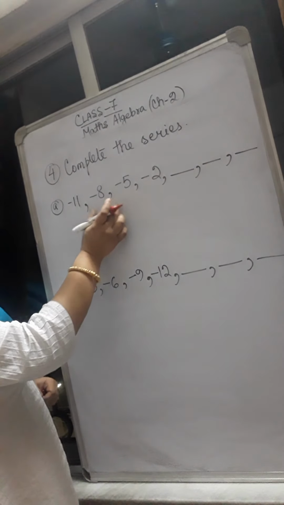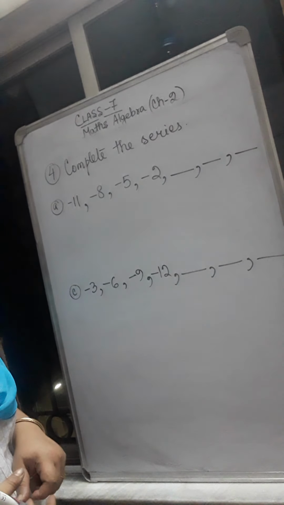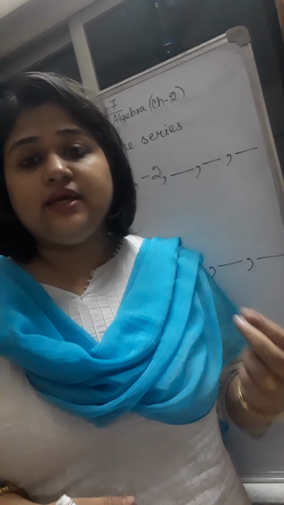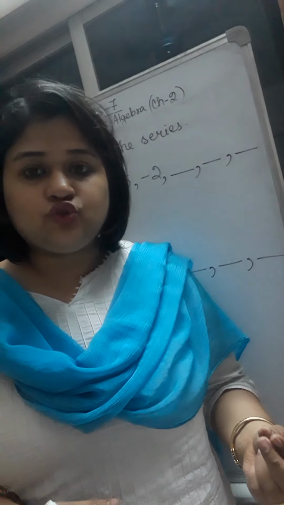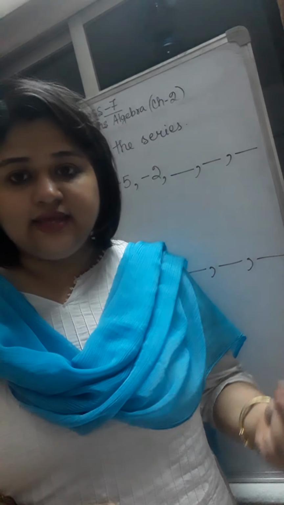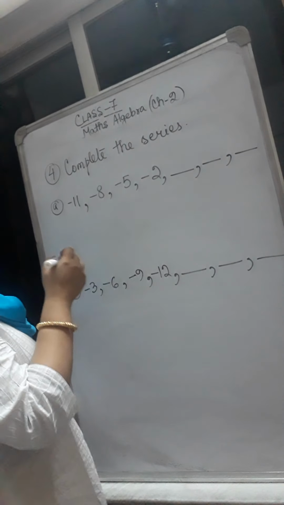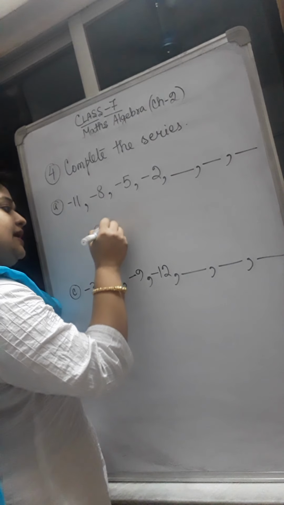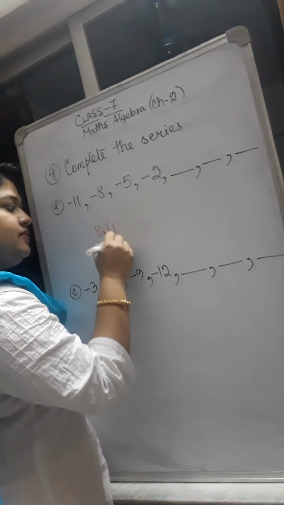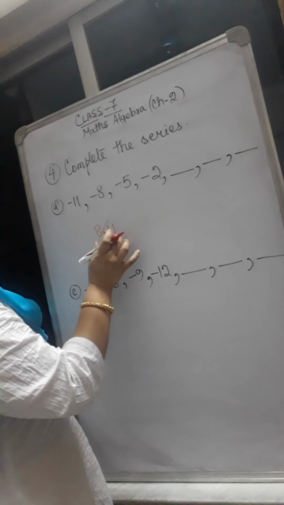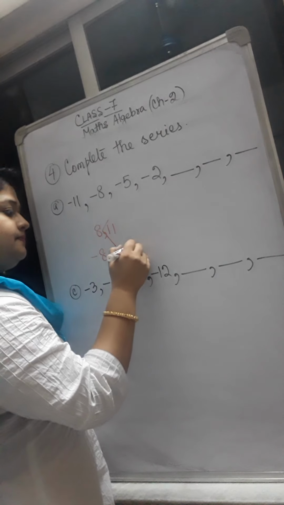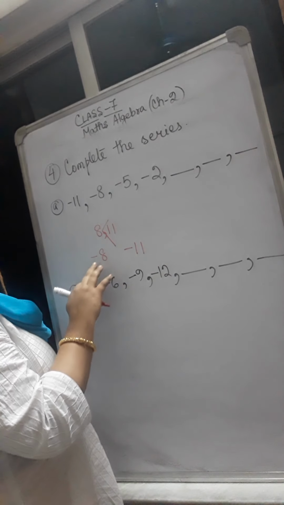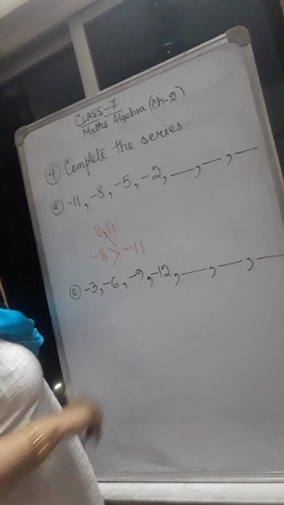Now if minus 8 comes after minus 11, you need to understand what has been done, whether something is added to minus 11 or something is subtracted from minus 11 to get minus 8. So you need to know which number is greater, which number is smaller. Now when I write positive numbers 8 and 11, 11 is the greater number than 8. But if I write the same numbers with the negative sign, which is the smaller number? Minus 11. And which is the greater number? Minus 8 is the greater number.